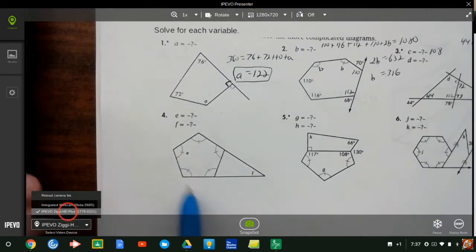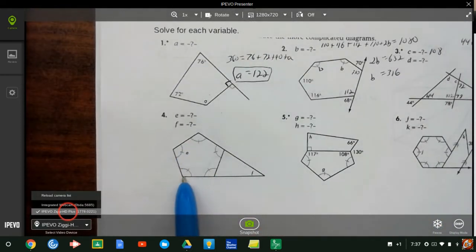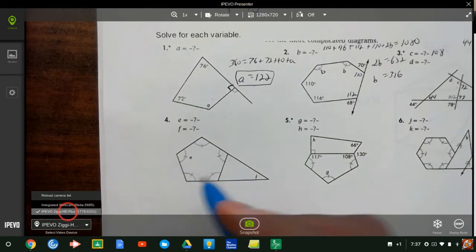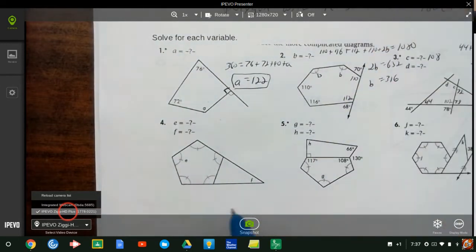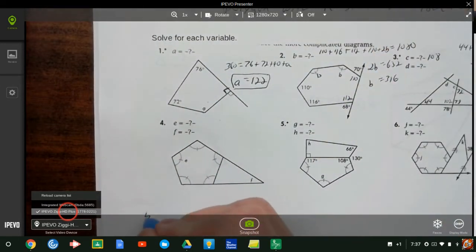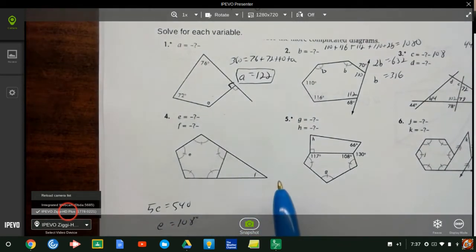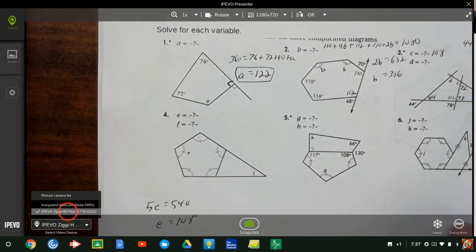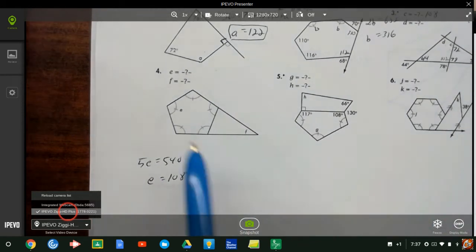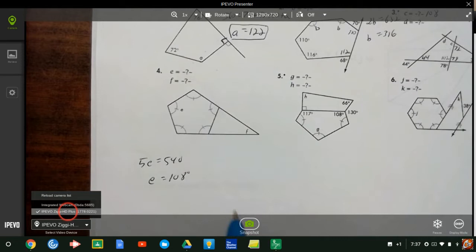So looking at E, I've got a pentagon, but it's got all angles equal. And we said the pentagon was 540 when I look up at the top. So 5 E's equals 540. That means E has to equal 108. This is a great way to figure out the angles of a regular anything, regular pentagon, regular hexagon. You can just sum it up and divide by the number of angles.